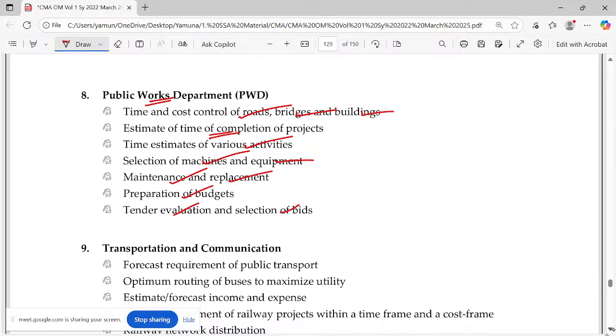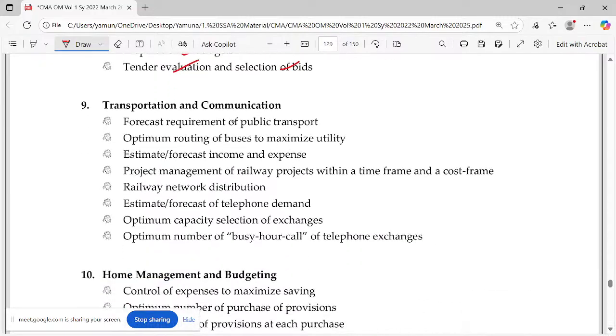Whereas if you go for transportation and communication, we have to focus on the public transport. During the festival times, we have this public transport extended, right? Or we have the railways, rail coaches extended, or number of special trains introduced, maybe optimum routing of buses, yes, obviously to maximize the utility.